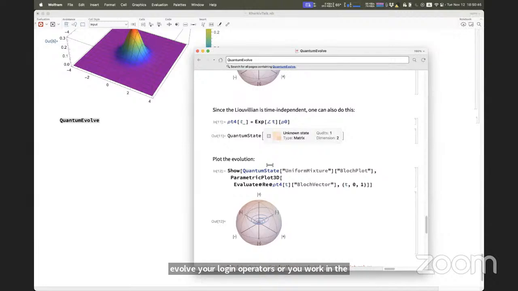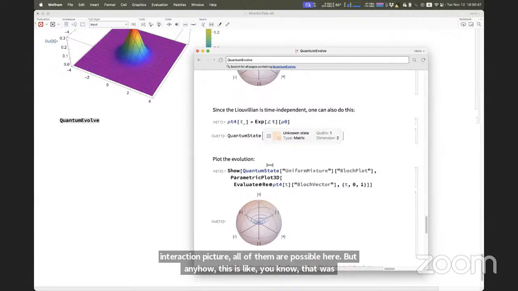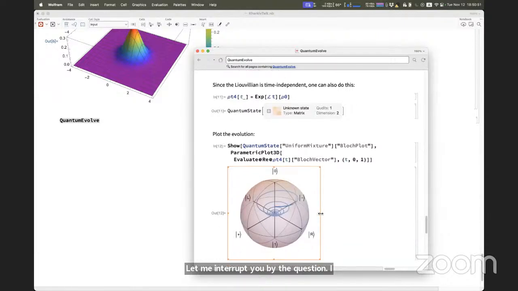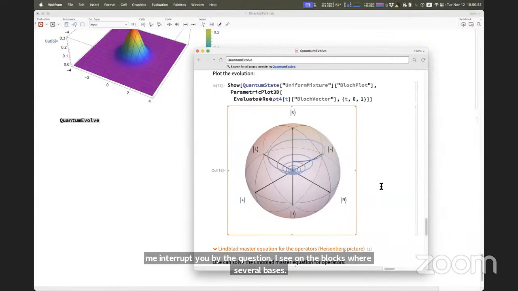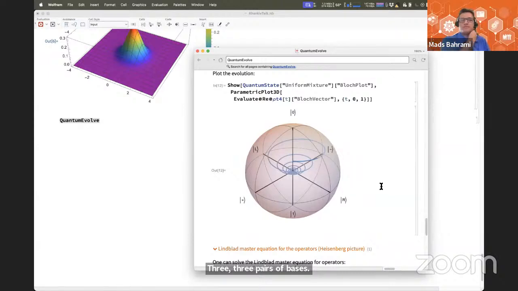May I interrupt you with a question? I see on the Bloch sphere several bases, three pairs of bases. How is the transition between the bases done?